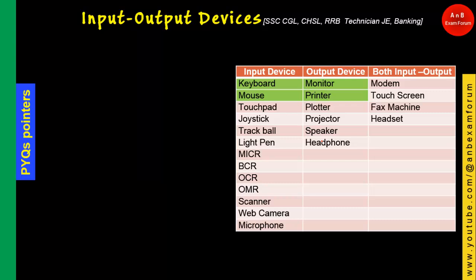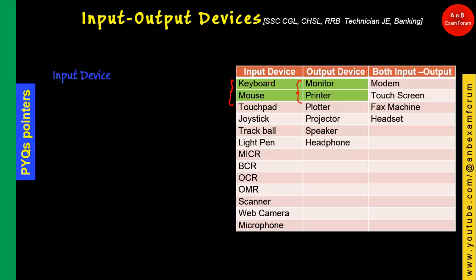The details of each and every device, as I told you, we will cover in a few minutes. In input devices, these are the two which are very commonly asked in the exam: keyboard and mouse. And in output devices, you will have questions on monitor and printer. Generally, these devices are very important from the exam point of view.